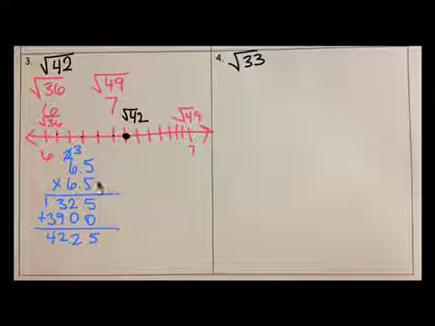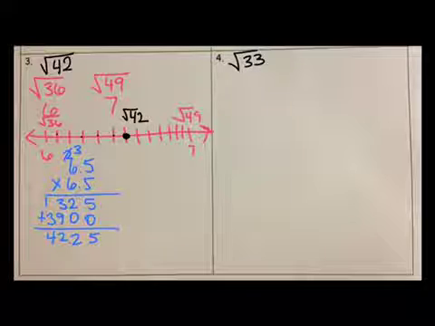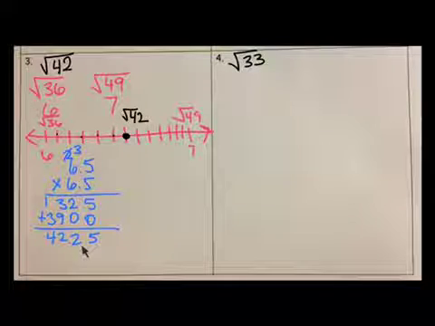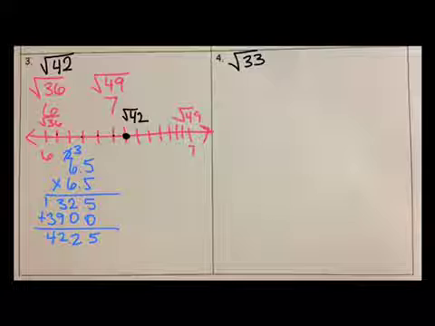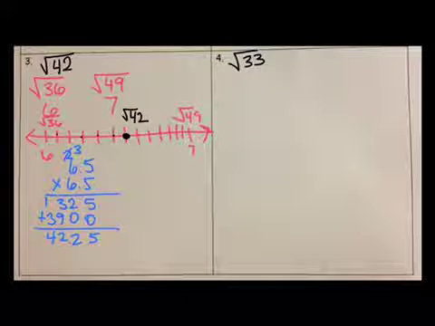So it turns out 6 and 5 tenths was a really great guess because 6 and 5 tenths squared gives us 42 and 25 hundredths, and we were trying to get close to 42. So 6 and 5 tenths was a great guess. So let's see what would have happened if we guessed 6 and 4 tenths.